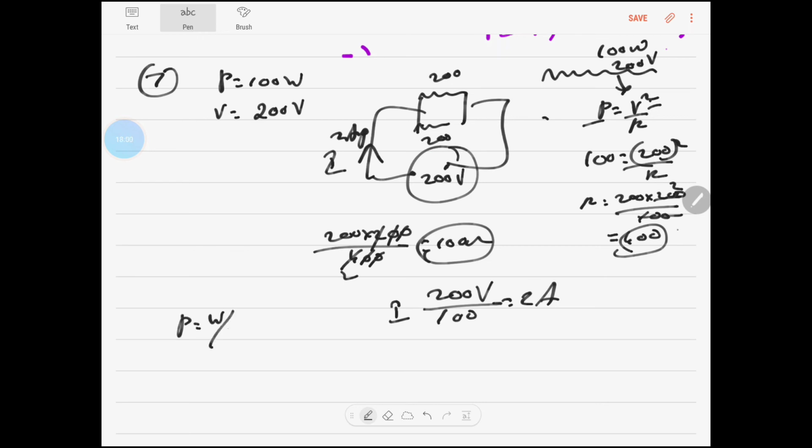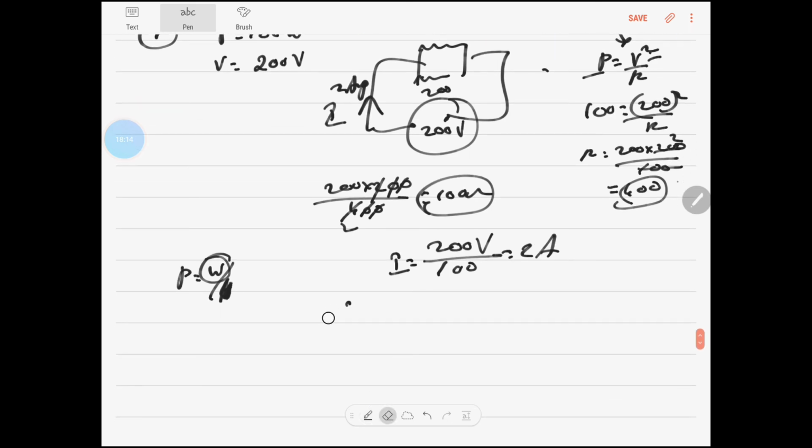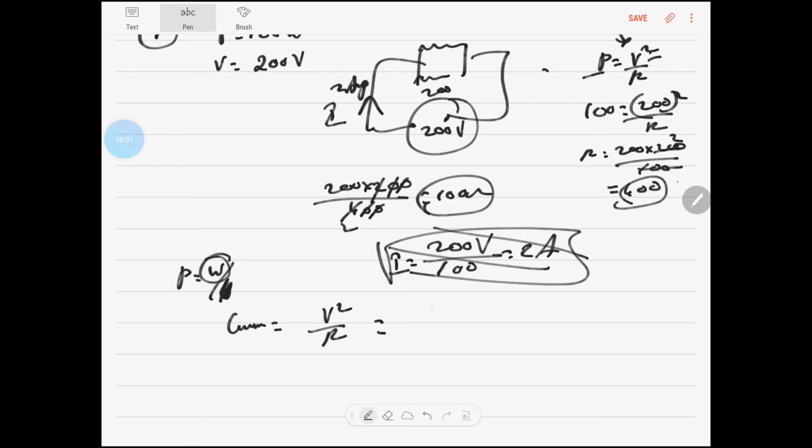Power is the rate at which work is done. Per second means they are asking for just the work done in 1 second, which is power. It could be VI, but this is parallel, so we can use the formula V square by R for consumed power. We don't have to find I, it's not a necessary step. So the voltage is 200 the whole square by R, which is 100.